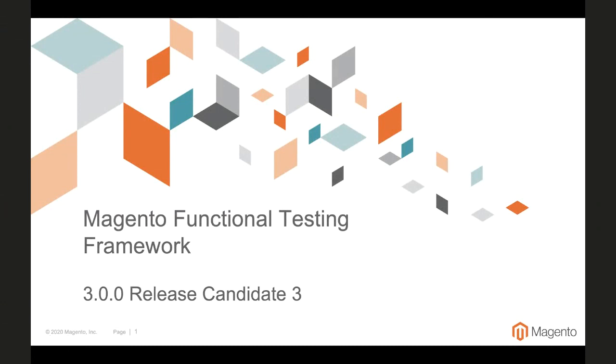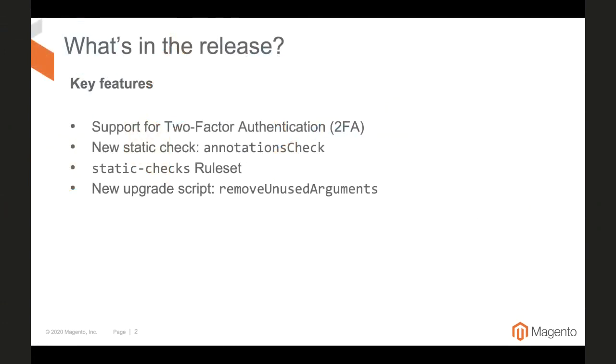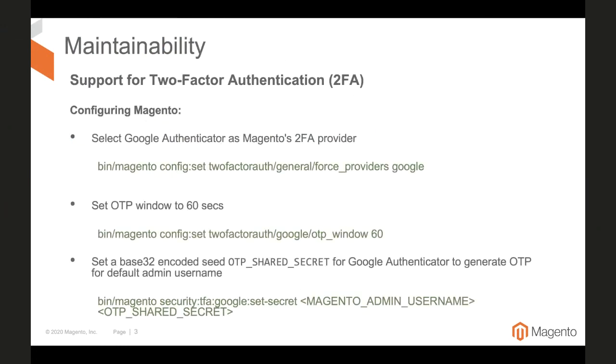This is our 3.0 RC release candidate 3 demo. And just to give a roundup on what's in this release, some of the key features include support for two-factor authentication. This is one of the critical security features of the Magento 2.4 release, and MFTF now has support for it. We've introduced a new static check called the annotations check. We've also introduced a rule set for static checks and an upgrade script for removing unused arguments. With that, I will pass it over to G to talk about the two-factor authentication support.